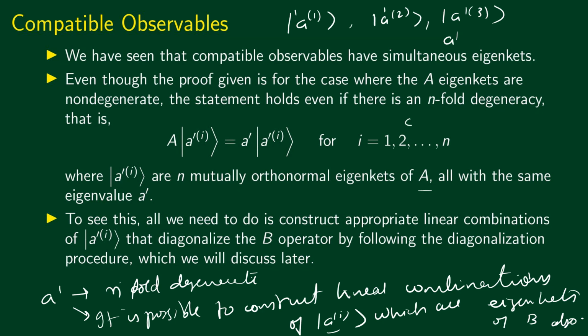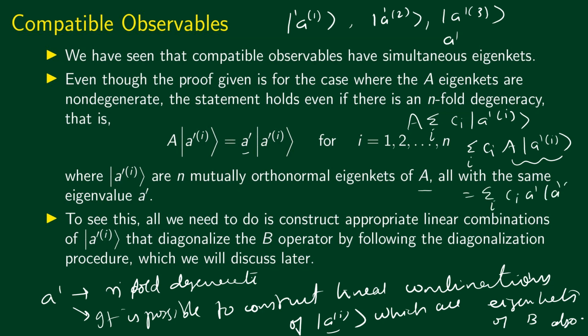You could take a linear combination like this, sum over i of Ci a prime i. If you take a linear combination like this, it can be seen that it is also an eigenket of A. You just have to act the operator on this. The operator will go inside, so this is sum over i Ci A acting on ket a prime i. And what's A acting on ket a prime i? It is a prime multiplied by a prime i. So this is equal to sum over i Ci a prime multiplied by a prime i.